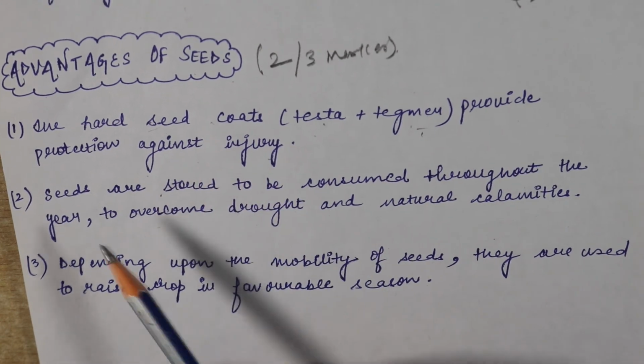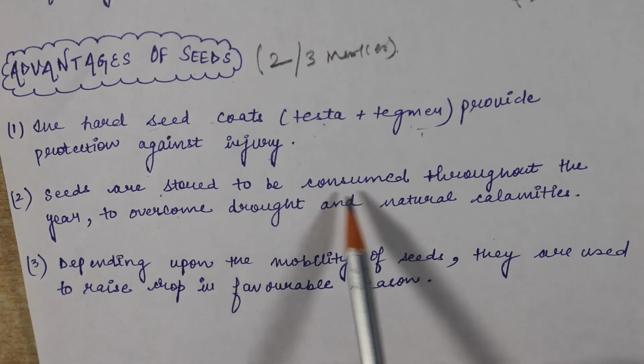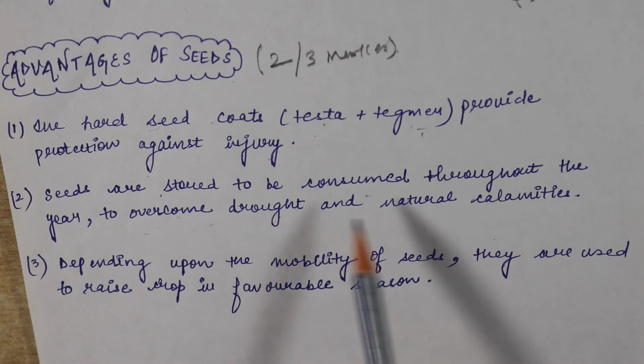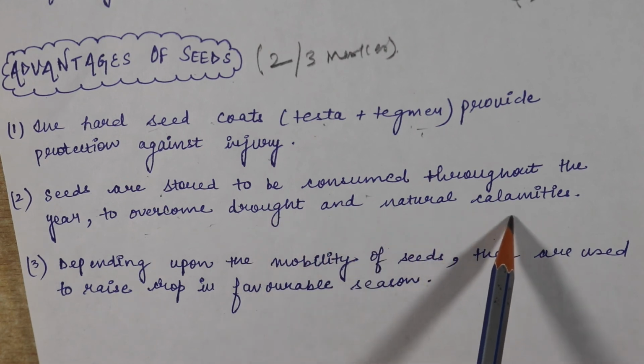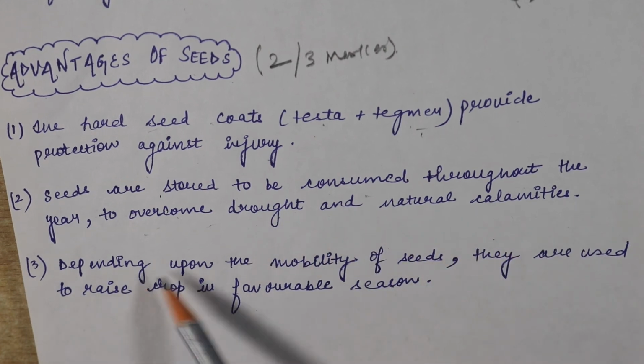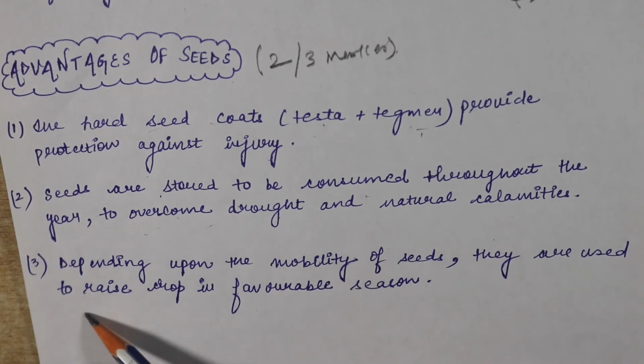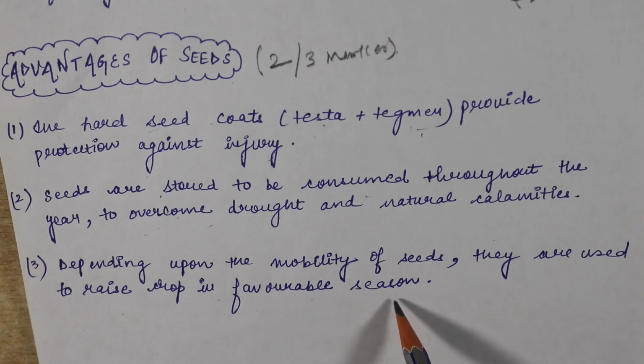Then the second point is seeds are stored to be consumed throughout the year to overcome drought and natural calamities. Then the third point is depending upon the mobility of seeds, they are used to raise crops in favorable season.